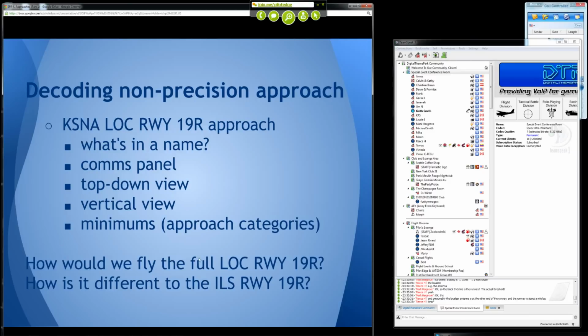Okay, we have covered how we would fly the full localizer approach. We did. How is it different to the ILS? We absolutely covered that.